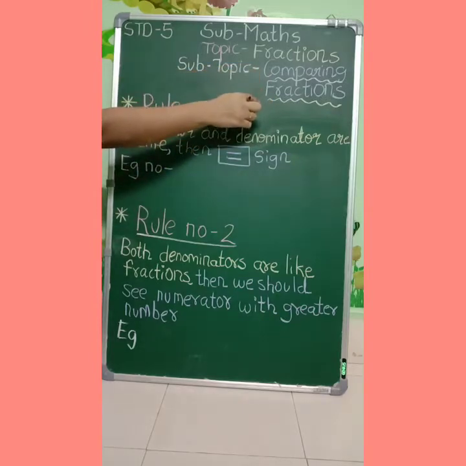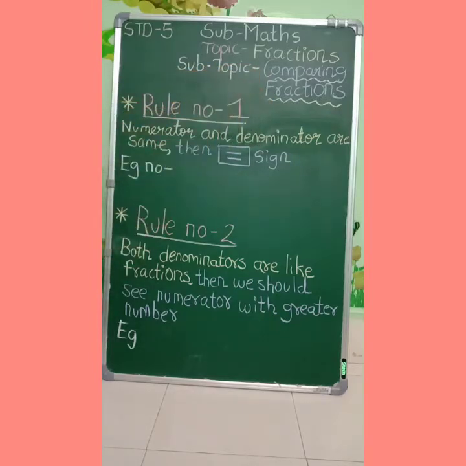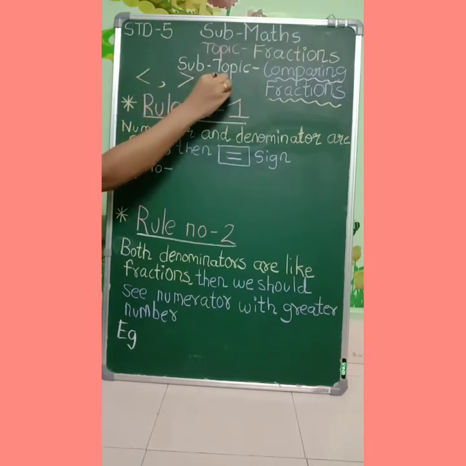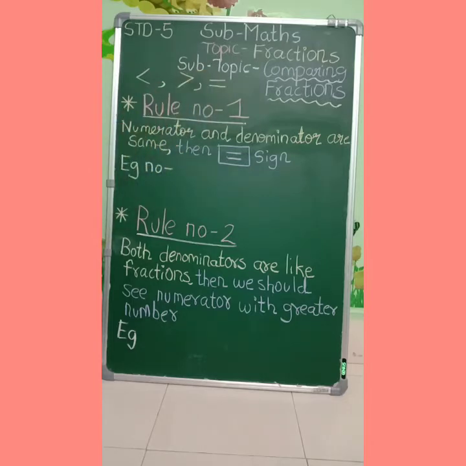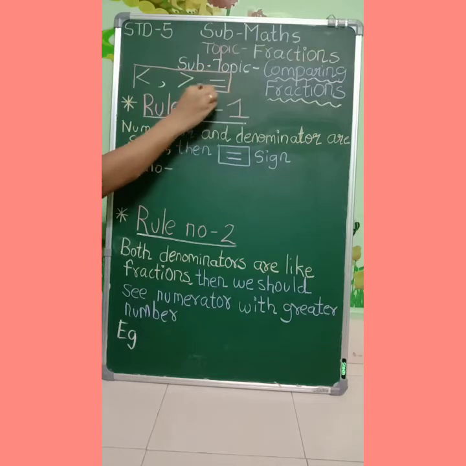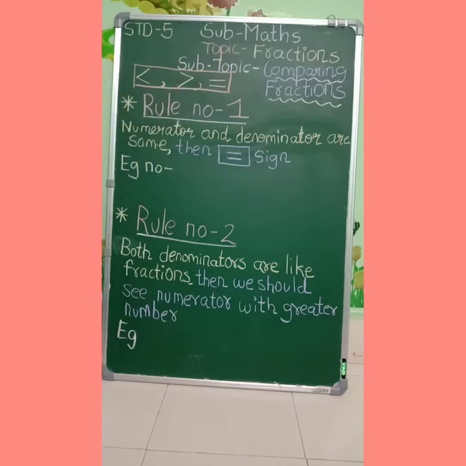Hello students, today we are going to learn the topic comparing fractions. In these fractions we have to compare the fractions. For comparing fractions we use symbols like this: greater than, less than and equal signs. These three signs we use for comparing the fractions. Before starting, we should know the rules for how to compare the fractions.